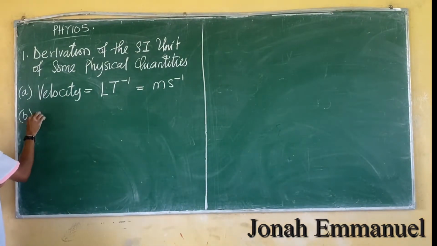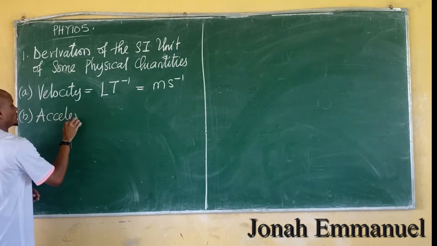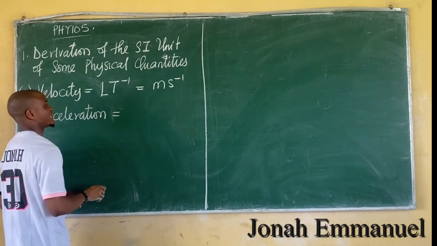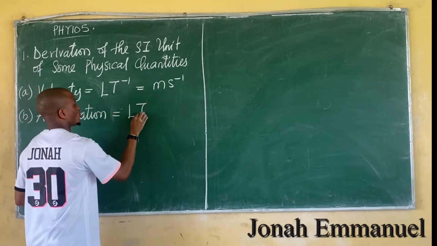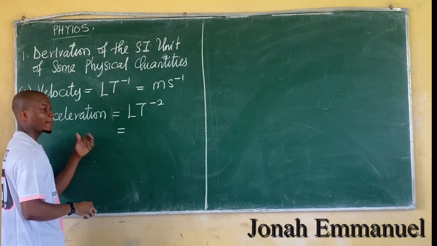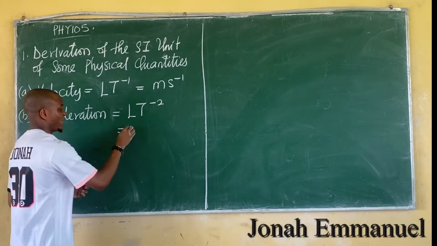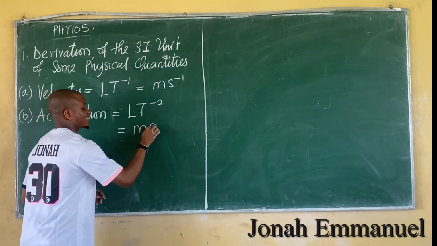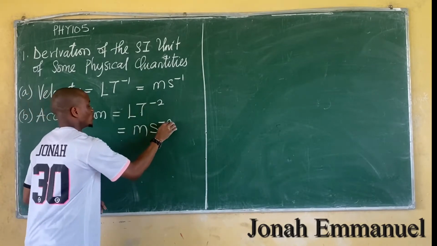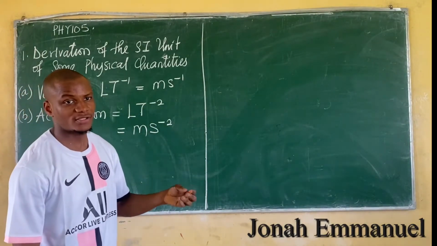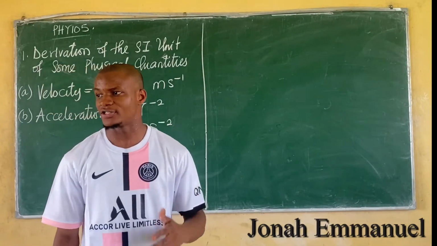Another example is acceleration. Of course, the dimension of acceleration is L T to the power minus 2. The same concept. L is length, measured in meters. T is time, measured in seconds, to the power minus 2. That means the SI unit of acceleration is meters per second squared.